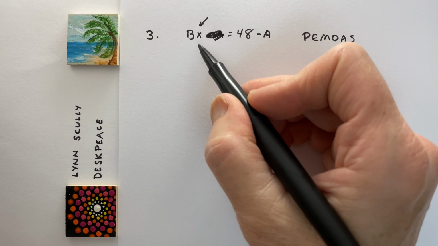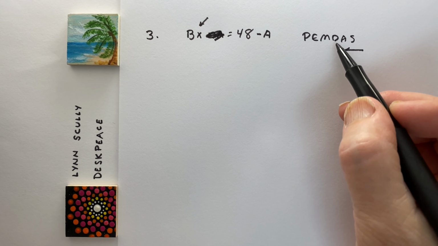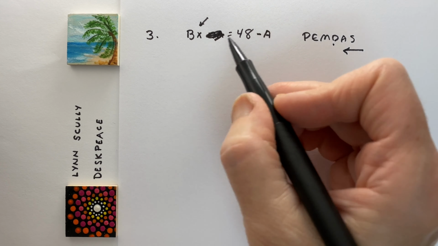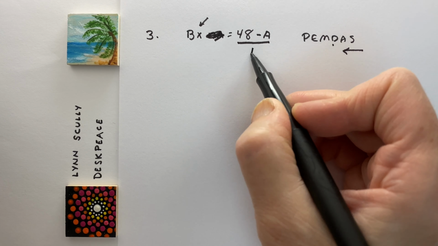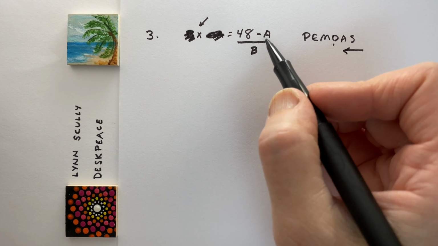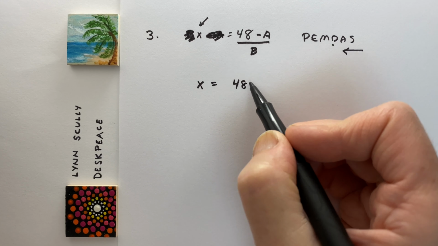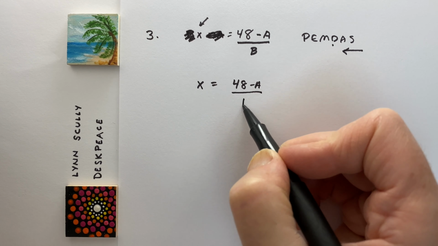Now, I want to solve for x. B is attached by multiplication. The partner of multiplication is division. So the b is going to come over to the whole other side by division, and it has to go underneath the whole thing. So now I have x alone. X is equal to 48 minus a, all divided by b.